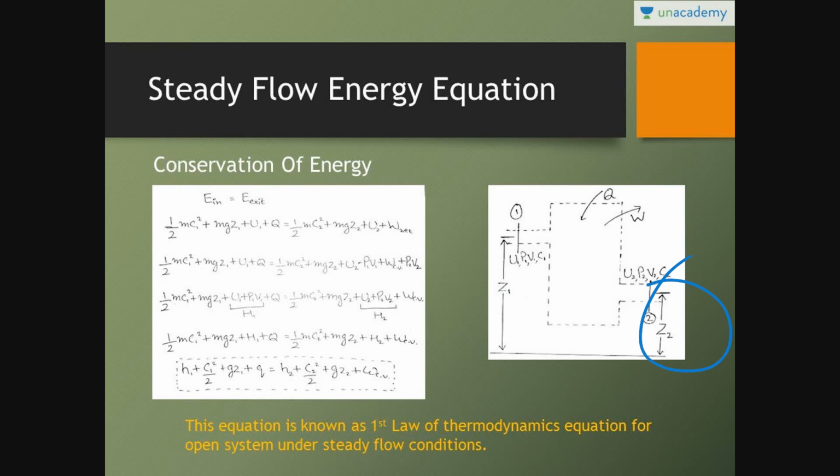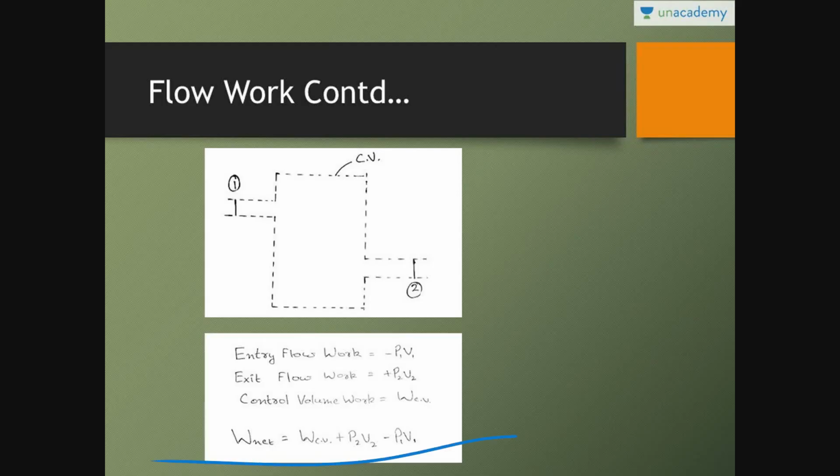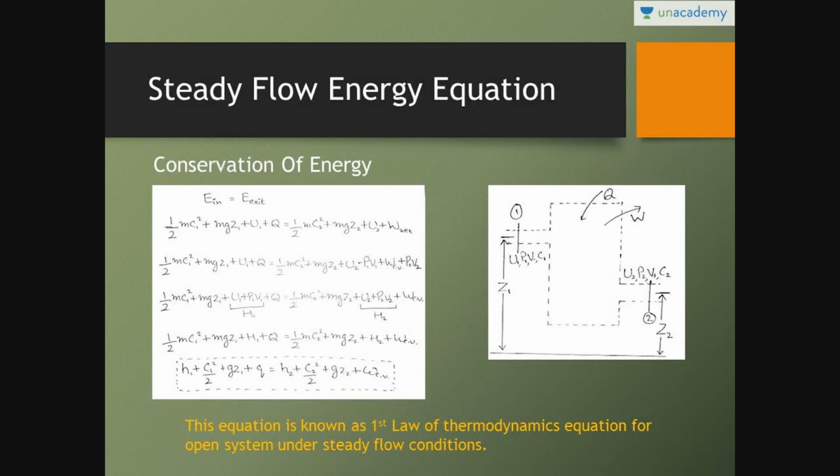and that flow work we have already considered in the net work. So in place of net work, we can write this equation: control volume work plus P2 V2 minus P1 V1. So kinetic energy, potential energy, internal energy plus Q is equal to kinetic energy, potential energy, internal energy, and in place of net work we can write minus P1 V1 plus control volume work plus P2 V2.